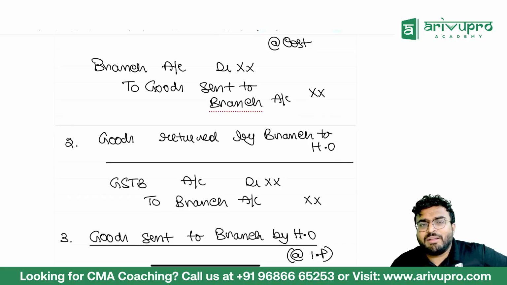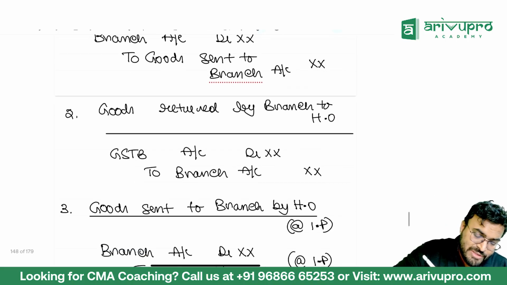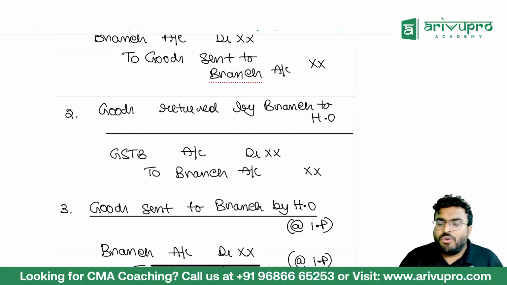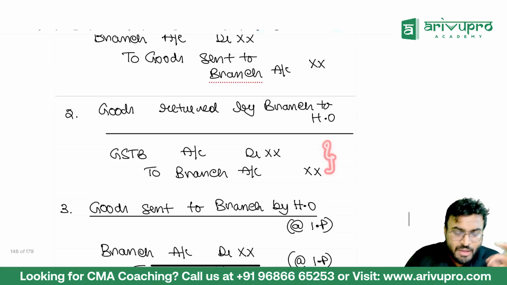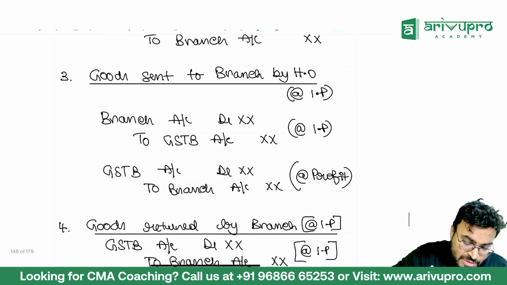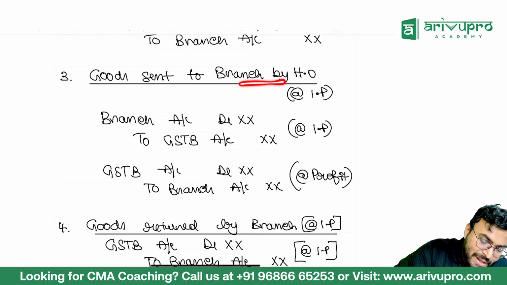Goods returned by branch to head office. Goods are returned by the branch to head office. That time you will pass the entry: goods sent to branch account debited to branch account. It is a reversal of goods sent to branch by head office.